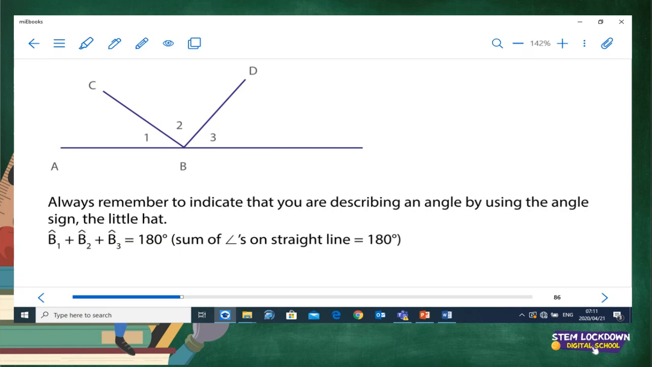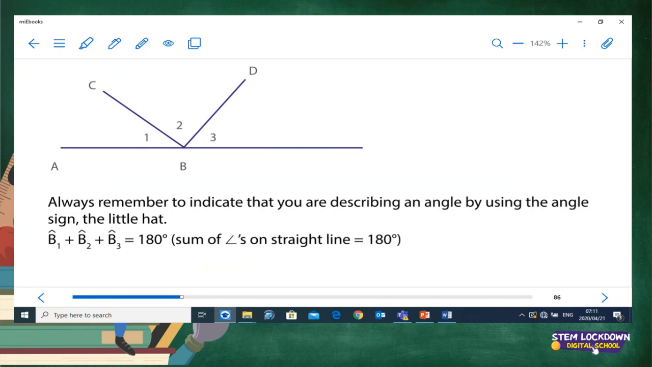What does this tell us? This tells us that the sum of the angles on a straight line is 180 degrees. That is what you have. The sum of the angles on a straight line is 180 degrees. That is why we conclude by saying B1 plus B2 plus B3 gives us 180 degrees.